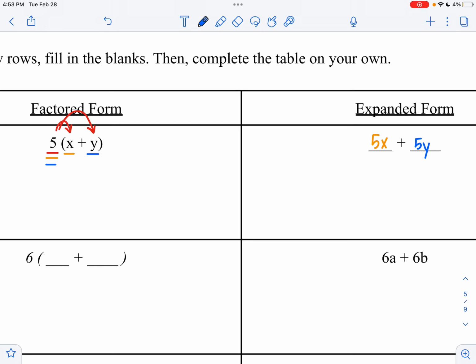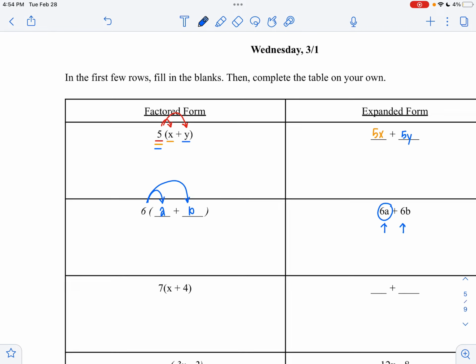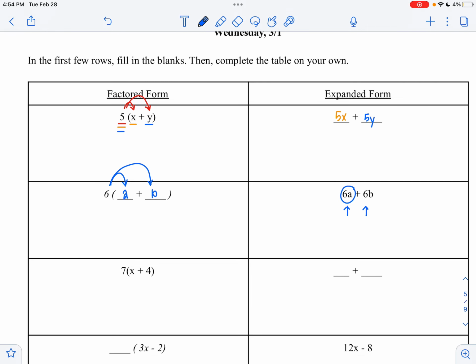Now, in contrast, when I move from expanded form to factored form, I want to think about what I need to do to be equivalent to my expanded form expression. When I multiply 6 times whatever I put inside the parentheses, I need to end up back at 6a. In this problem, I simply need an a, because 6 times a is 6a, and a b, because 6 times b is 6b. These are the steps that will follow for each of the questions in this table.